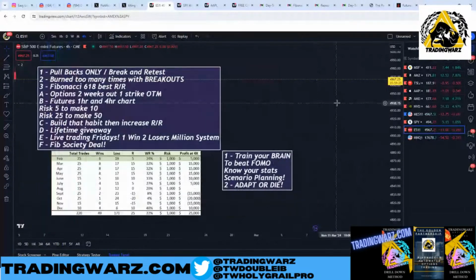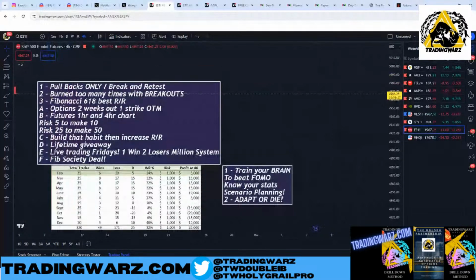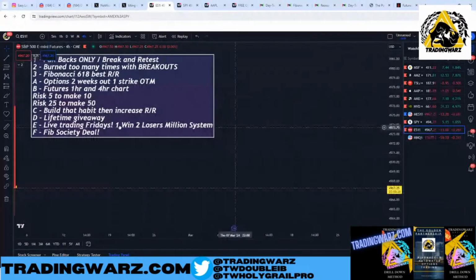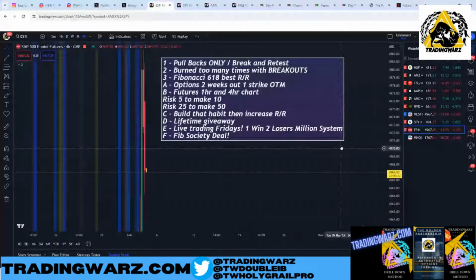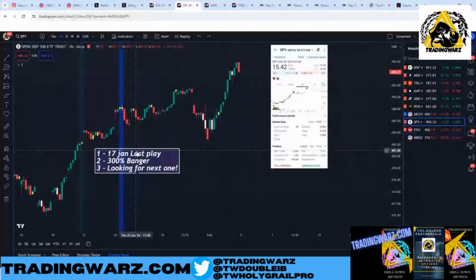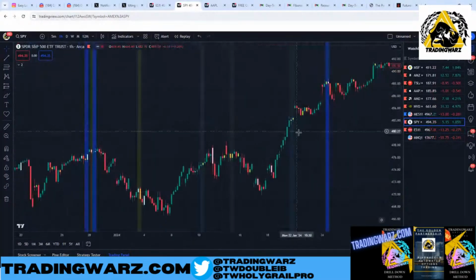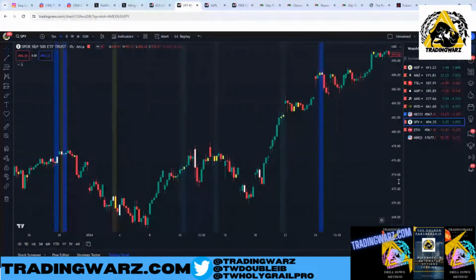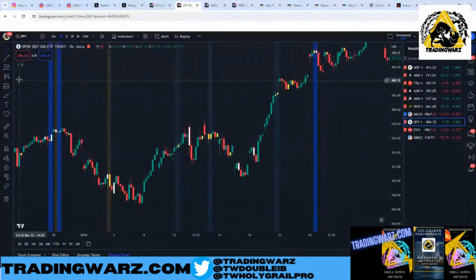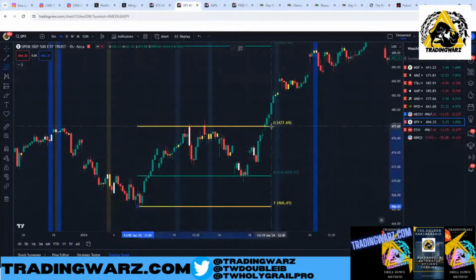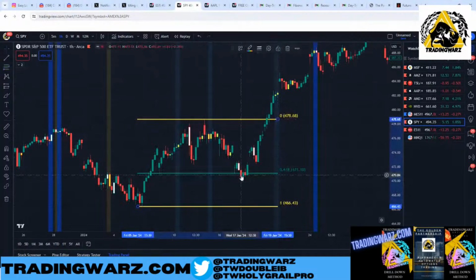So here's an example of a Fibonacci. This was one of the option plays. Let me show you a Fibonacci setup, and I'll show you a break and retest setup. So here we go. This is a Fibonacci setup coming from the low to the high, taking a 618 pullback. So that's a 62% discount.